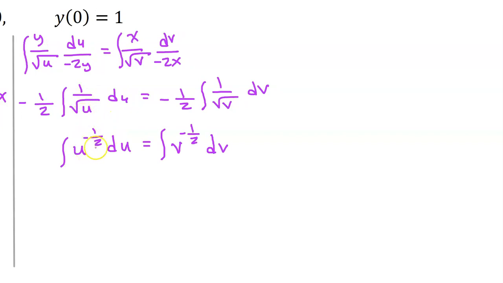Let's rewrite these fractions with negative exponents, but at the same time, since we have negative 1/2 on both sides of the equation, we can divide both sides by negative 1/2, and that's gone. For the antiderivative of u to the negative 1/2 power, we add 1 to the exponent and we get u to the positive 1/2 power. Dividing by the new power, dividing by 1/2, this is the same as multiplying by 2. And then similarly, we will have 2v to the 1/2 power plus c.